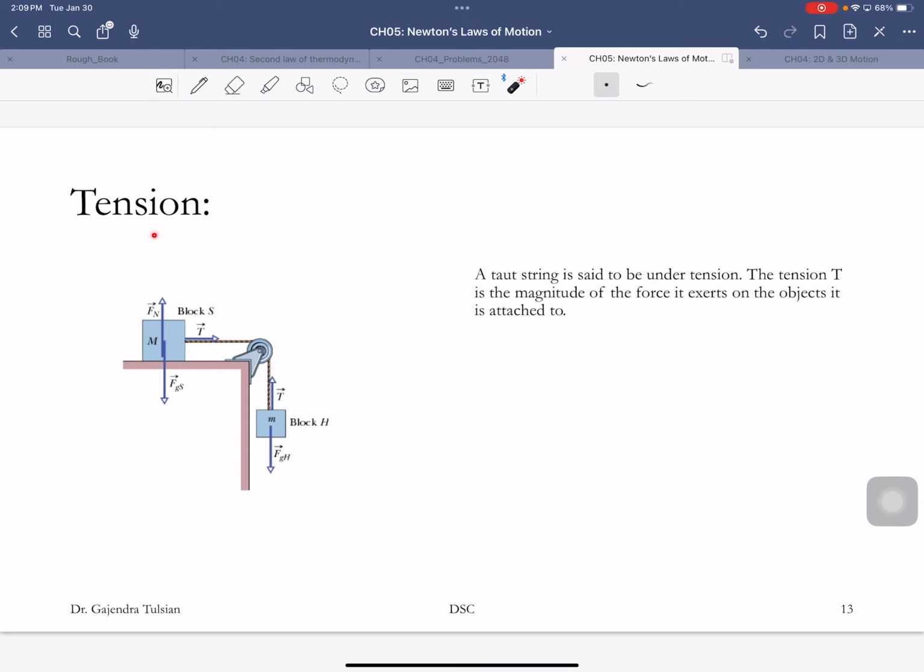All right, you want to understand this term, tension. What does that mean? And this doesn't mean stress.